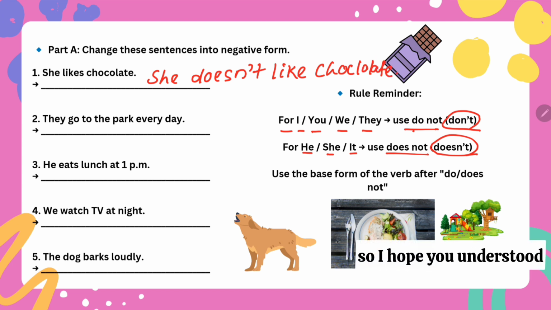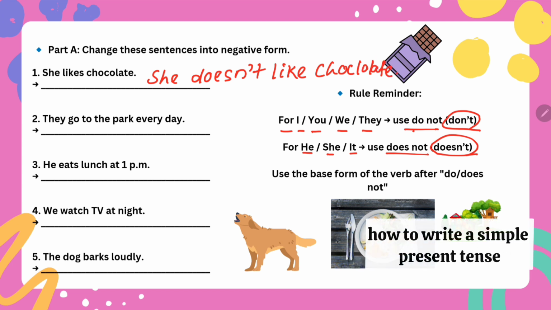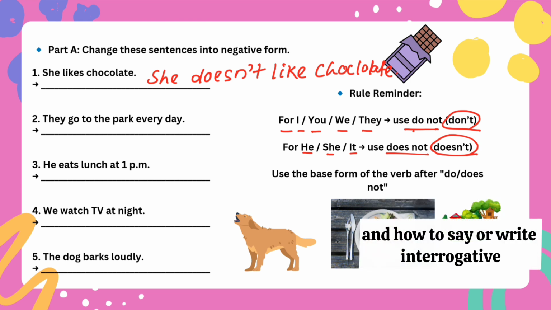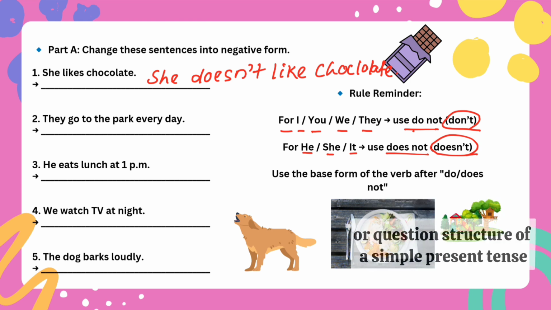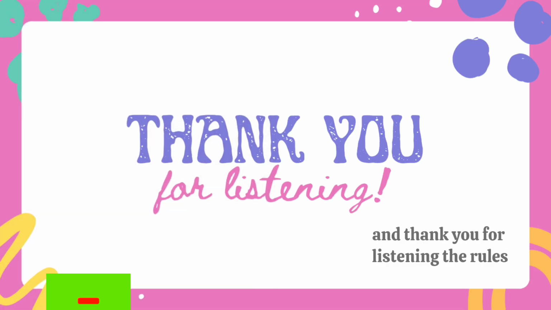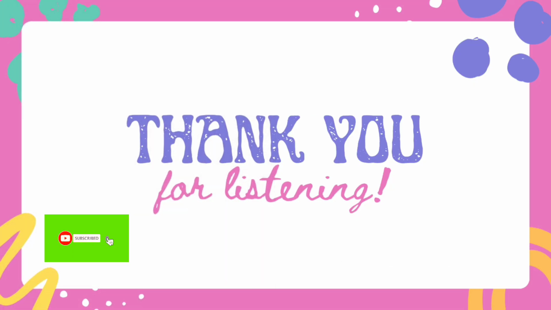So, I hope you understood how to write a simple present tense, how to write the negative form of a simple present tense, and how to say or write the interrogative or question structure of a simple present tense. Right? Thank you for watching and thank you for listening to the rules.